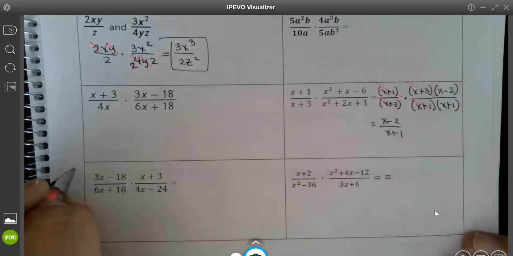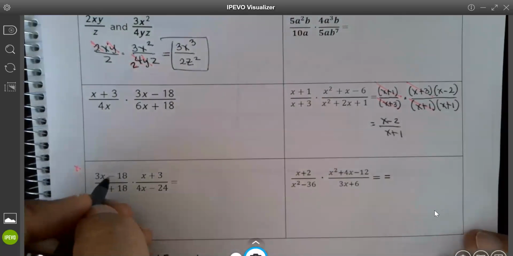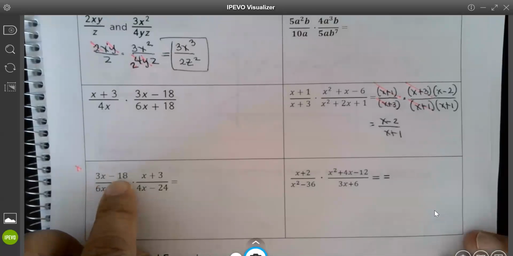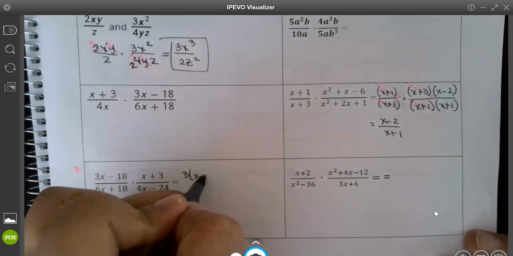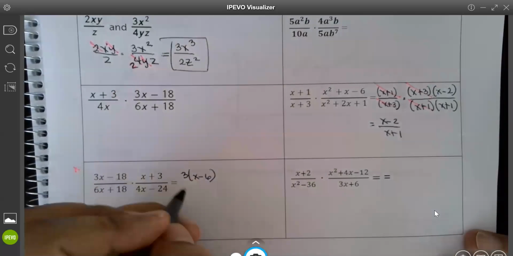Let's try to do this. 3x minus 18. For 3x minus 18, the common monomial factor is 3. In between 3 and 18, the common monomial factor is 3, because 3 goes into 3 exactly, and 3 goes into 18 exactly. So you can factor this one as 3 times x minus 6, because 3 times x is 3x, and 3 times negative 6 is negative 18.